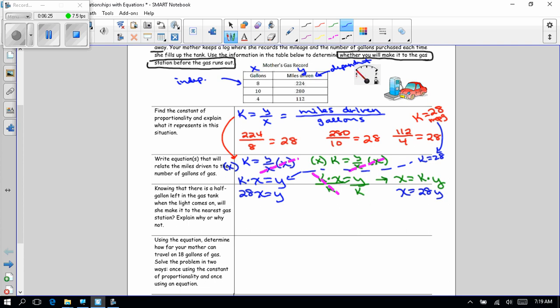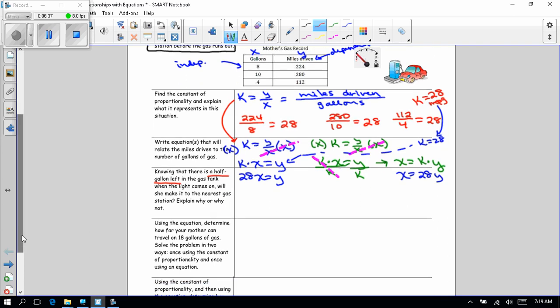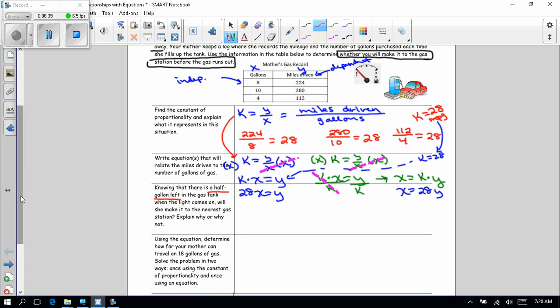Knowing that there is a half of a gallon left, remember we said that at the beginning? Half a gallon left in the tank when the light comes on. Will she make it to the nearest gas station? Right? Well, which one is gallons, x or y? Look back at the table. Gallons is the x. X equals gallons. And how many gallons do we have in this problem? We have a half of a gallon, right? Given to us in the story problem.